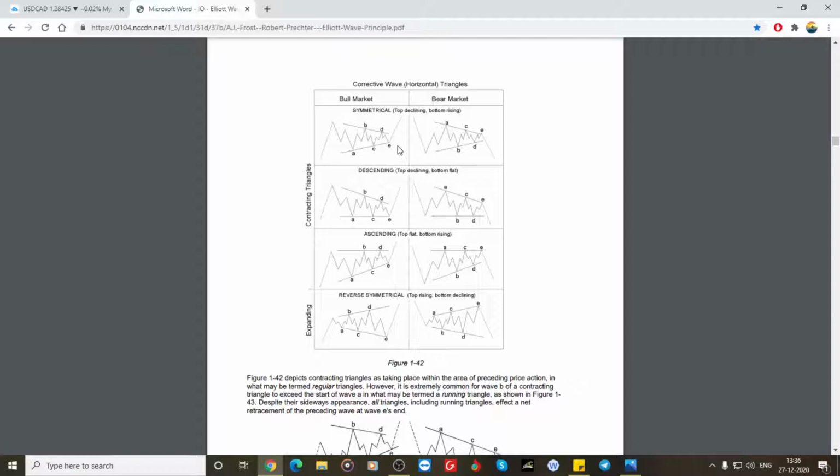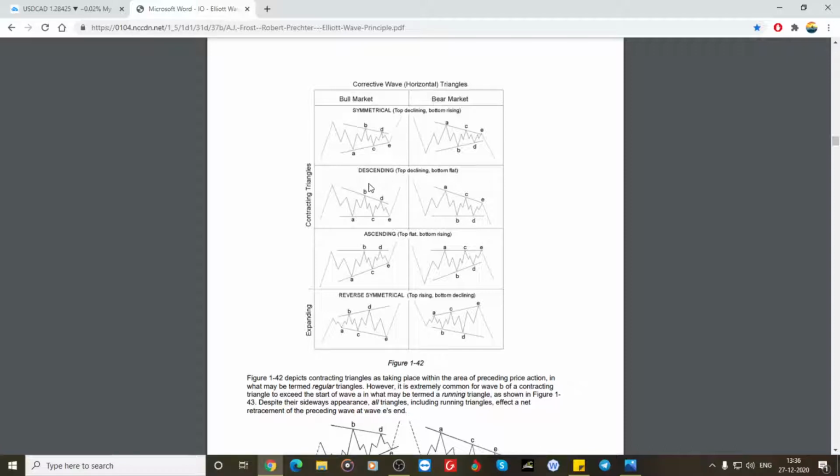First we will see the contracting triangles, in three patterns. The first pattern is a symmetrical triangle. Both the upper and the bottom trend lines converge toward each other, and it looks like a wedge formation. After the end of the E wave, it will shoot out in the continuation of the trend.